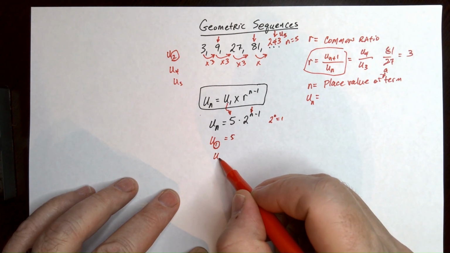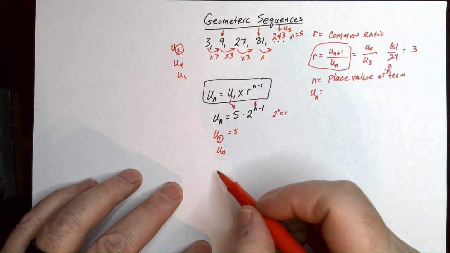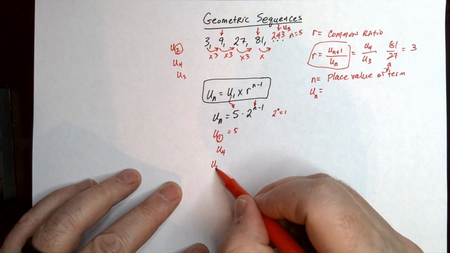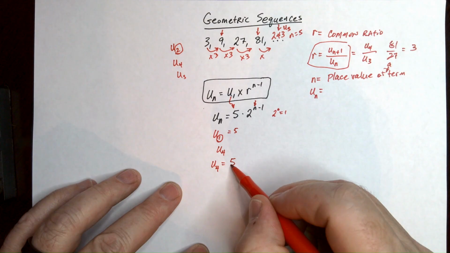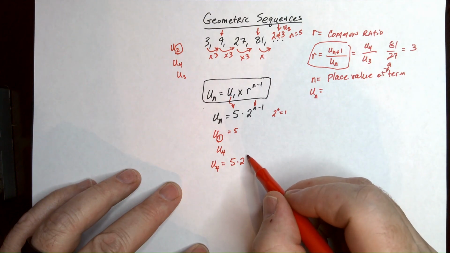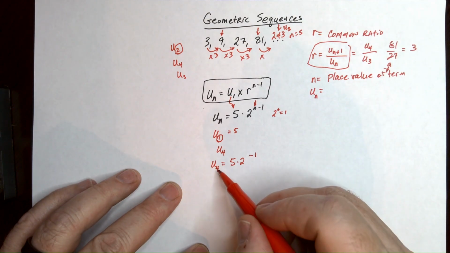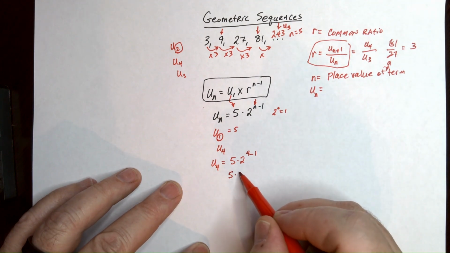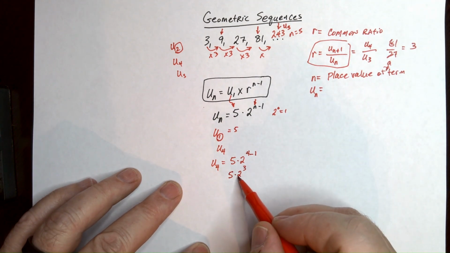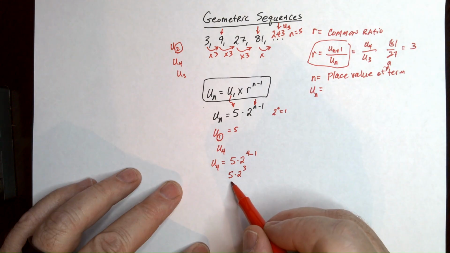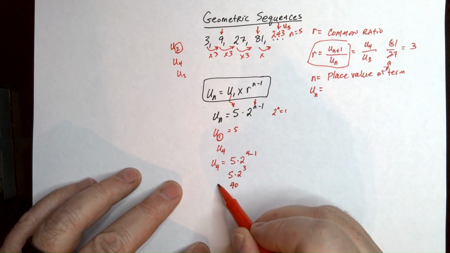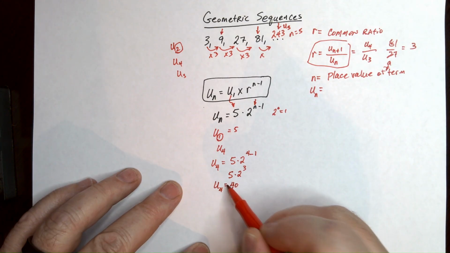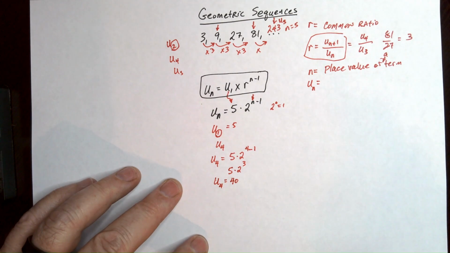What if, though, we wanted to find u4? Well, u4, like this, 5 times 2 to the power of n minus 1. Well, n is 4, you see? So this would be 5 times 2 to the power of 3. 2 to the power of 3 is 8. 8 times 5, 40. So u sub 4 would be 40. See how that works? Not so bad.